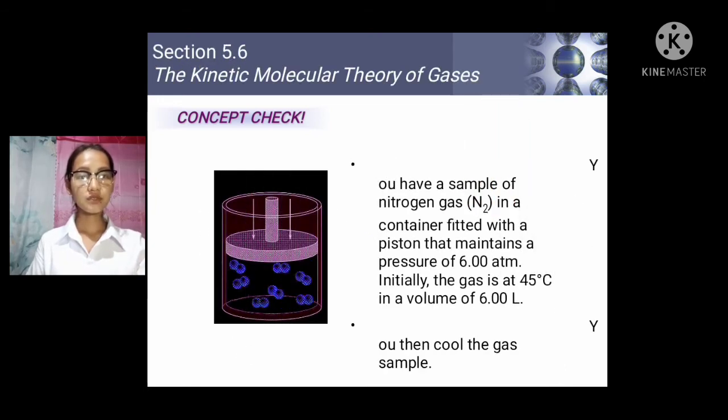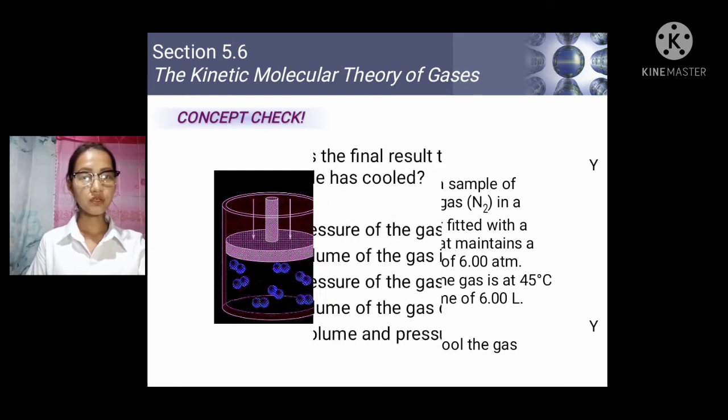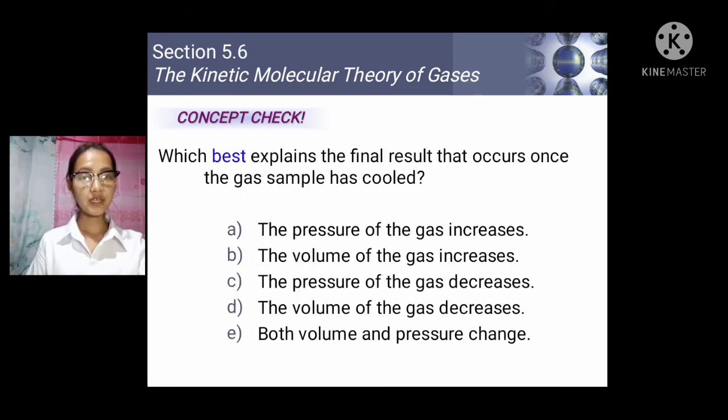Next is a concept check. You have a sample of nitrogen gas in a container fitted with a piston that maintains a pressure of 6.00 atm. Initially, the gas is at 45 degrees Celsius in a volume of 6.00 liters. You then cool the gas sample. Which best explains the final result that occurs once the gas sample has cooled?